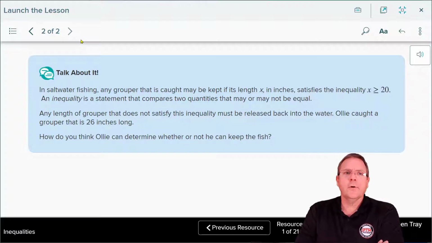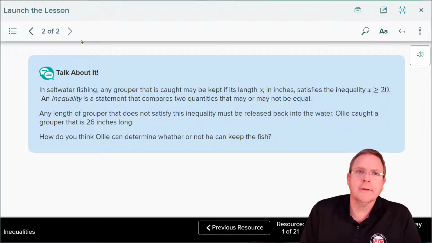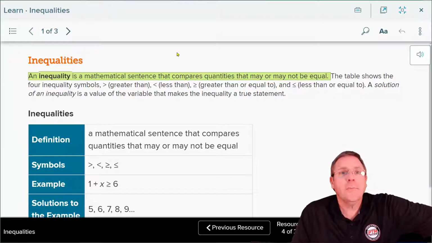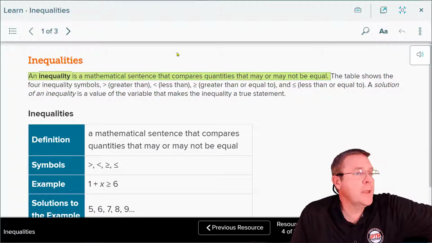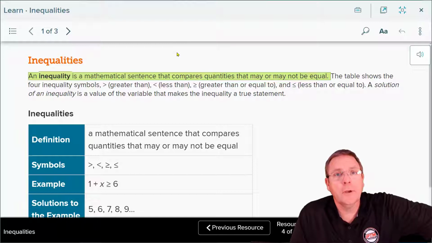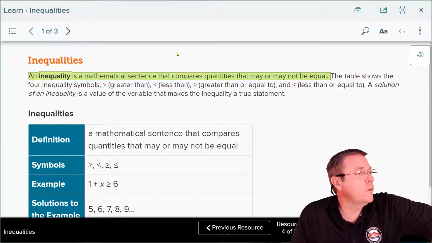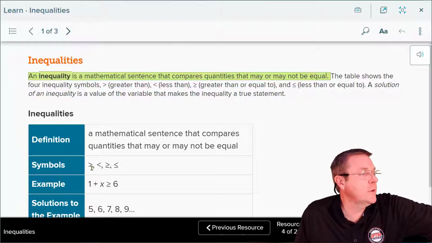How do you think Ollie can determine whether or not he can keep the fish? Well, this is part of what we're going to be learning about in today's lesson. An inequality is defined as a mathematical sentence that compares quantities that may or may not be equal. As highlighted in green, it is going to be one of your vocab words on your vocab quiz. The table shows 4 inequality symbols: greater than, less than, greater than or equal to, and less than or equal to.